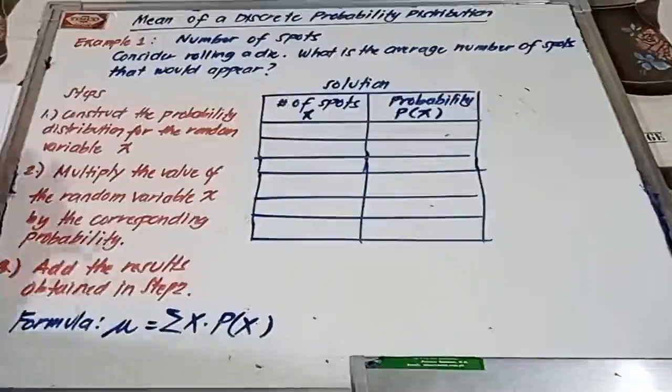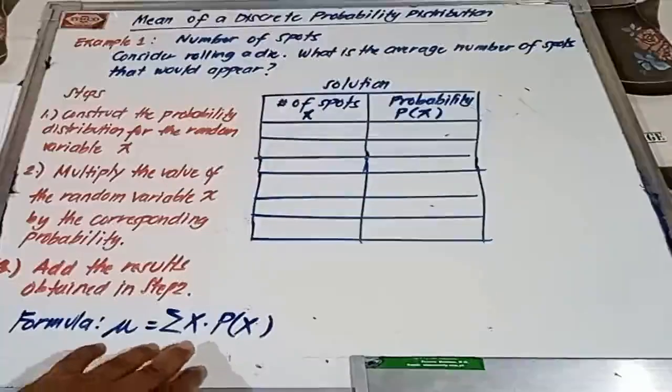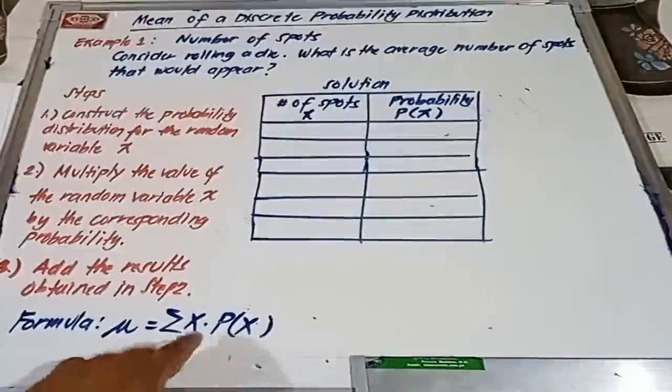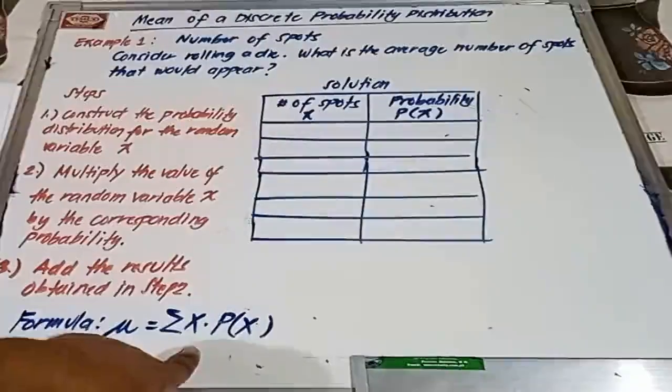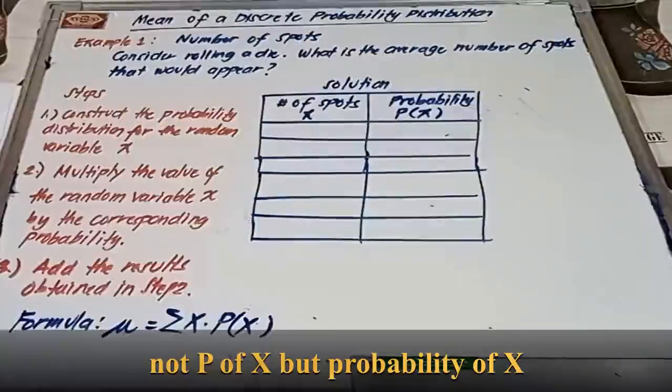And we have here the steps in computing the mean of a discrete probability distribution. First step is we're going to construct a probability distribution. Second is multiply the value of the random variable x by the corresponding probability. Third step, we're going to add the results obtained in step 2. Or we can use the formula summation of the product of the x and p of x. X is the value of random variable and p of x is the corresponding probability.